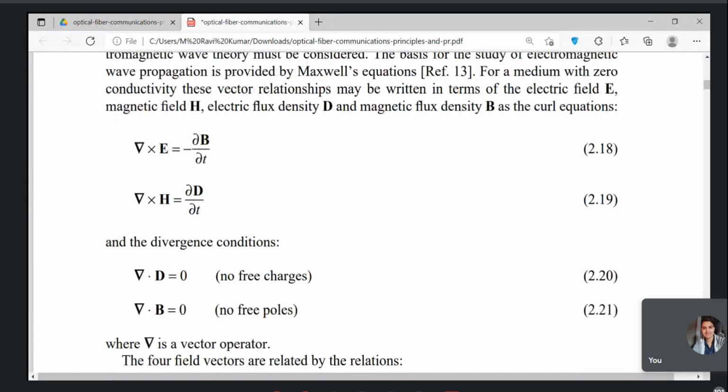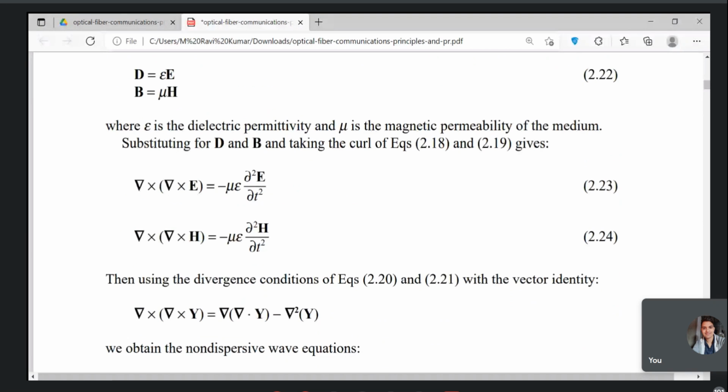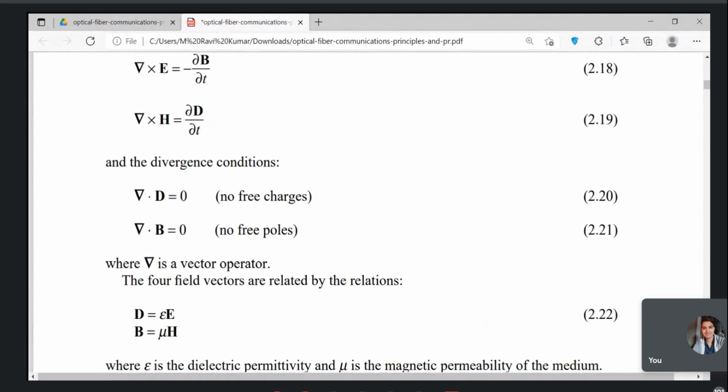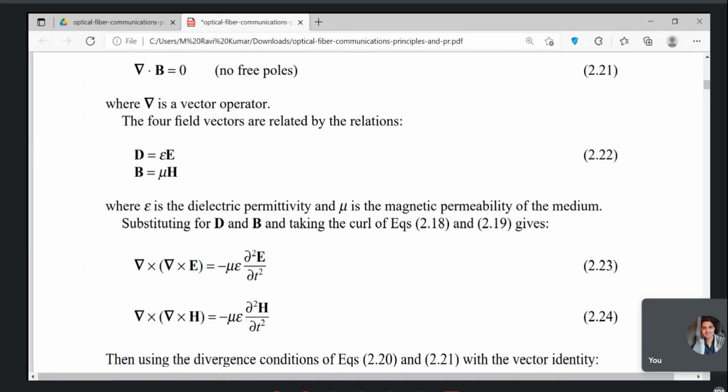These are the standard expressions that you have for Maxwell's equations with no free charges and no free poles. And this substitution, I believe you are able to understand these, right? Del cross E and del cross H. This is about taking the curl of these. If you take the curl of these two expressions, then you get these.